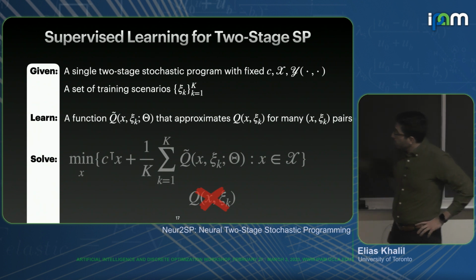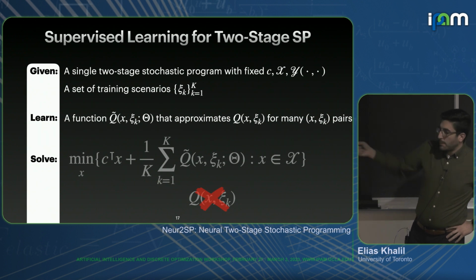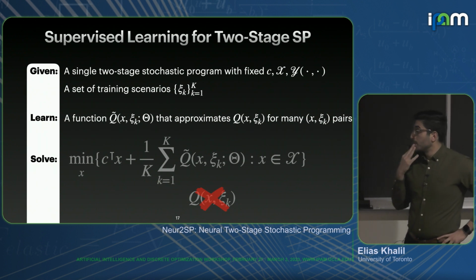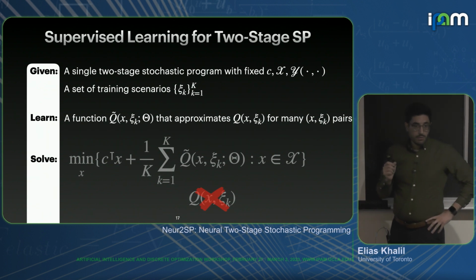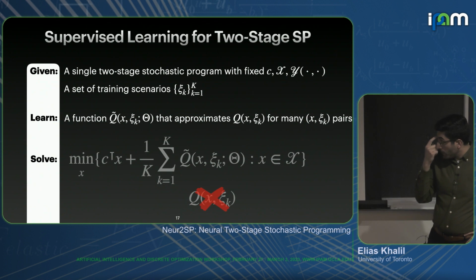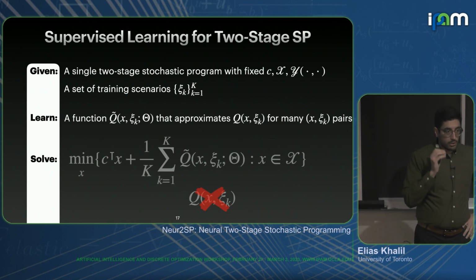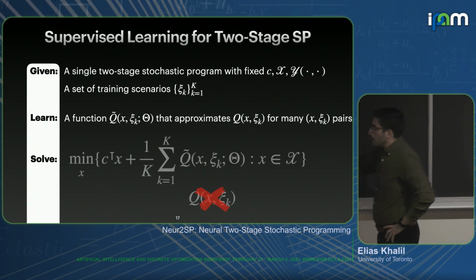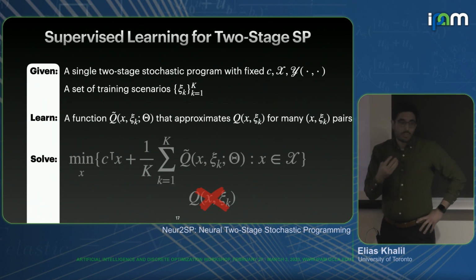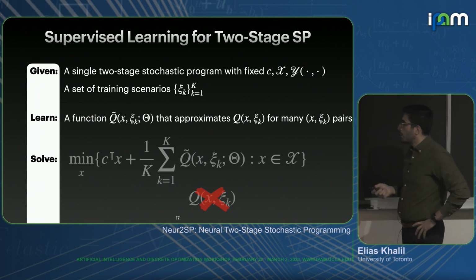And the goal is to learn this function, Q tilde, which is parameterized by some theta vector. Those are the parameters of our machine learning model that approximates the true value function. That's the main idea. And then we're going to plug this approximate function in as a surrogate for the true value function. Of course, this does nothing if Q tilde doesn't have some structure which enables efficient optimization. We're just replacing a complicated object with another complicated object.